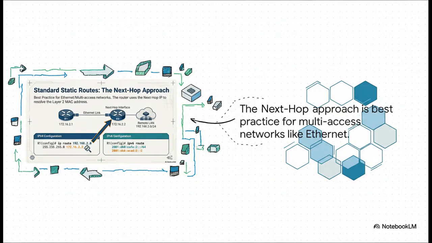Let's start with the one you're going to see the most, the next hop approach. All we do here is tell our router, R1, the IP address of the very next router in the path. In this case, 172.16.2.2. The router then does a quick lookup to figure out which of its own interfaces it needs to use to reach that IP. This is, without a doubt, the absolute best practice for multi-access networks like Ethernet.